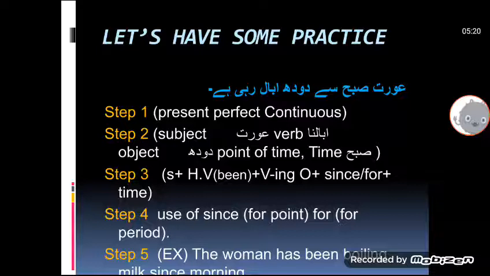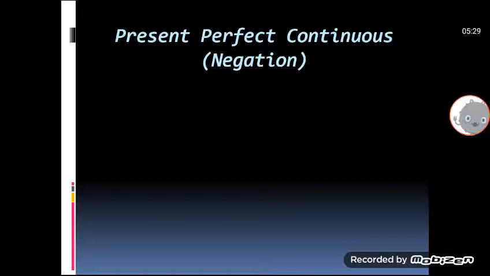Specific जो time होगा वहाँ पर the woman. Now you can see here सारे 4-5 steps जो है इस पर हमने अप्लाई किए हैं. Now this is very important thing. Present perfect continuous in negation. If you want to make negative sentence of present perfect continuous, what will you do? फिर क्या करना पड़ेगा आपको?